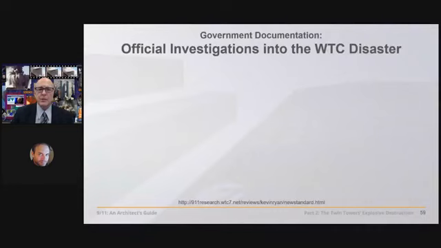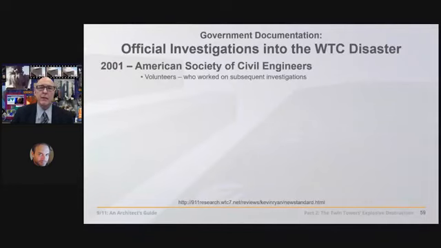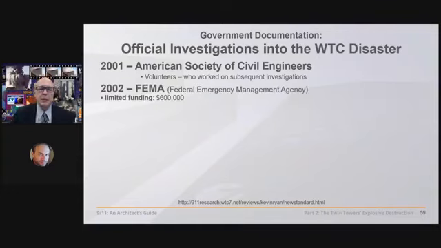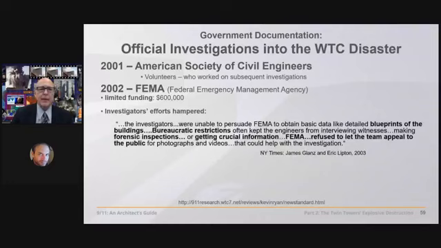So there were investigations into these disasters, starting with volunteers who worked themselves right into the paid position of the FEMA team who hired them. And so these are not independent investigations whatsoever. In fact, the FEMA team, which finally got $600,000 worth of funding, but that's not much. Their efforts were quite hampered, as documented by the New York Times.